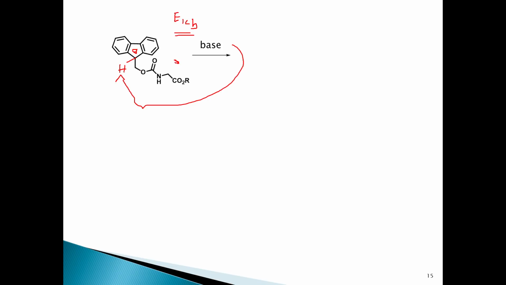Now this group over here is a good leaving group. So what happens is this negative charge migrates like this and this group leaves to give us this product.